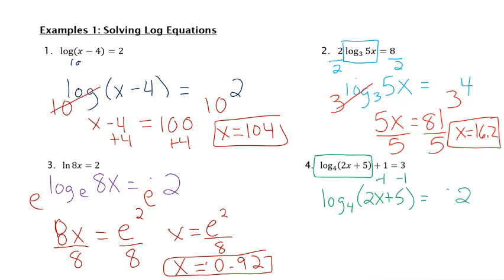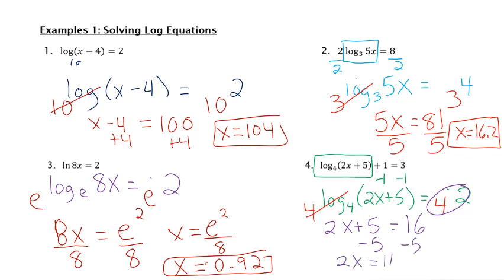And then I'm going to raise each to the 4th, or a base of 4. This cancels out, and we have 2x plus 5 equals 4 squared, which is 16. That's for this right here. And then we're just going to go ahead and solve. So you should get this to be 5.5.